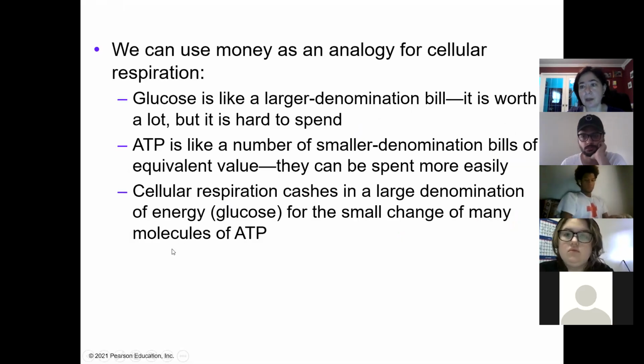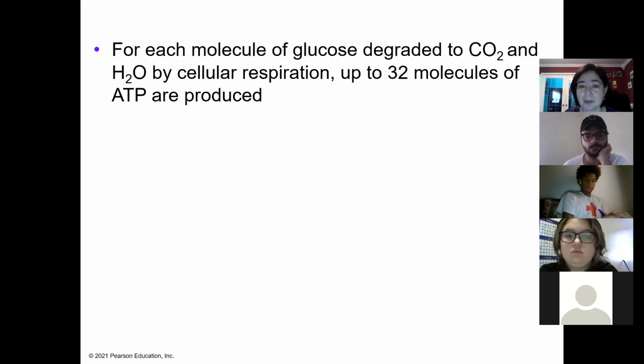Okay, and I really like this analogy, the money analogy. So you go to the bank, right, and you get, let's say, a $100 bill. This is the glucose. But a $100 bill might not be really handy in some errands, right? So you want to cash it, right? Cash it to, let's say, $1 bills, $5 bills, $10 bills, right? This is the analogy to ATP. So in cellular respiration, you go from a big, large bill to smaller ones, like cashing it to something that might be more handy. And we're gonna get back to this later on.